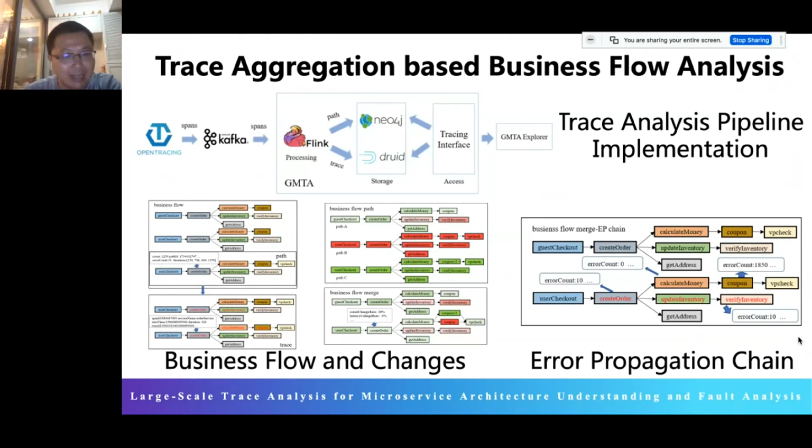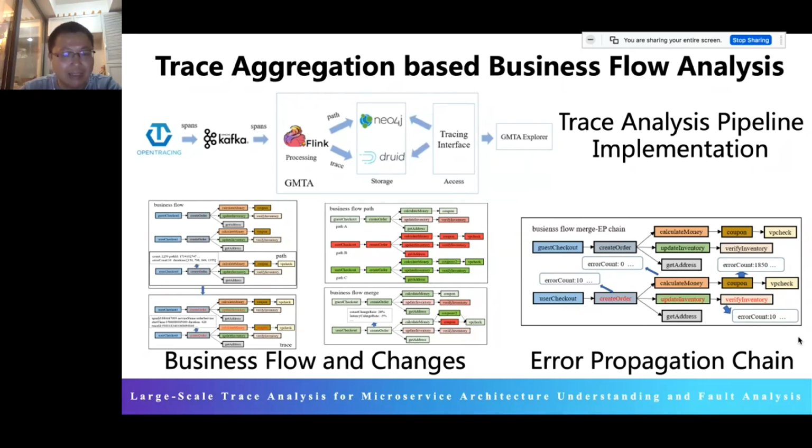We can analyze the business flow and the changes. Business flow, I mentioned just now, means something that we produced based on traces after the two levels of aggregation. So this business flow can show that for a given type of request, for example, if a user clicks a button on the client, then a request is sent to the server side or cloud side, and in the server side or cloud side, there's a series of service invocations.